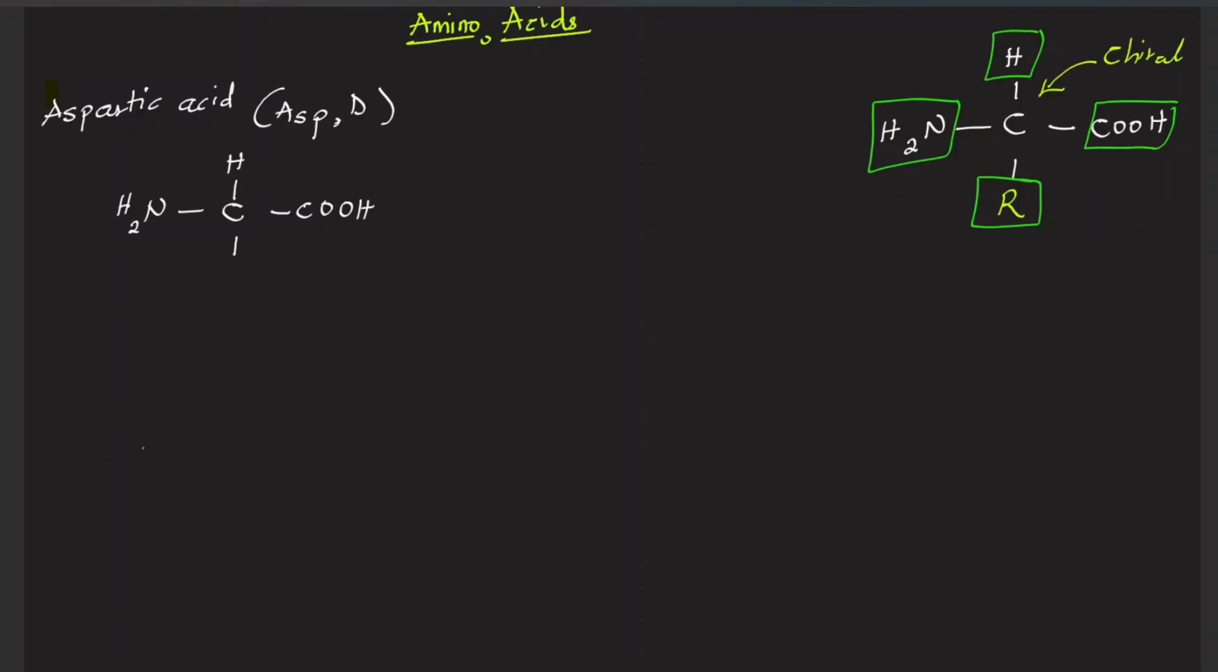All right, for the R group of aspartic acid, we have a CH2 group attached to a carboxylic acid group. So COOH, like so. So this is the structure for aspartic acid. Glutamic acid is the next amino acid we'll be looking at.